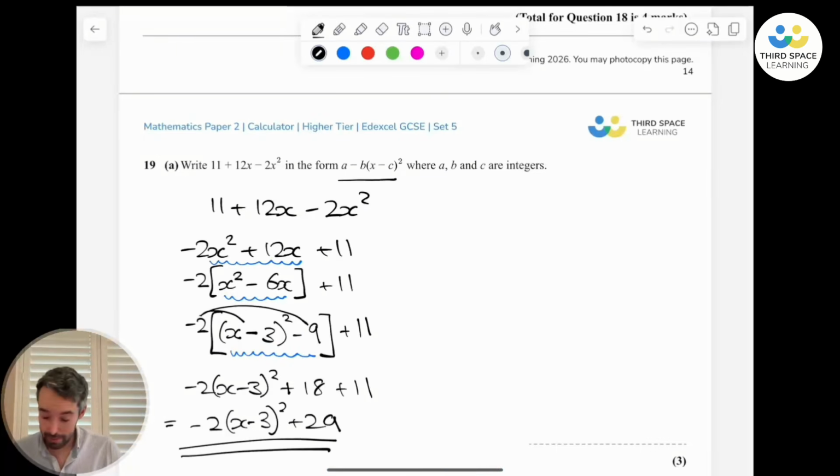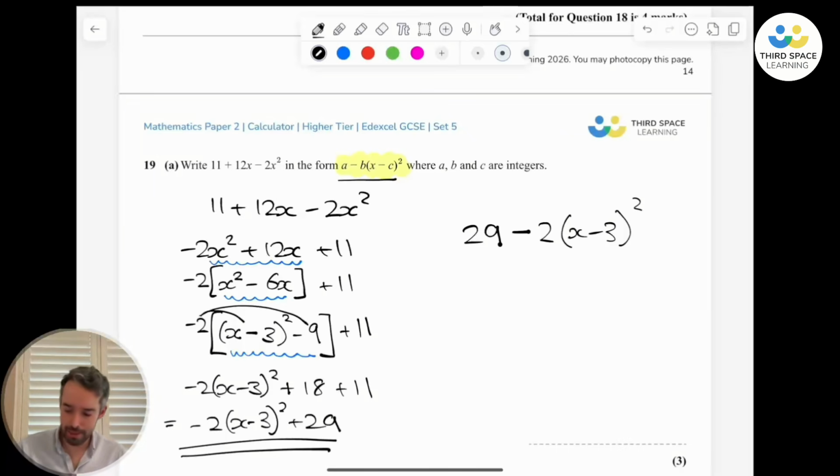And there it is. Now, that will get you full marks, but just so we can see where A, B and C come from, let's just rewrite this so that the A is at the front. So it's going to be 29, subtract 2 lots of x take away 3 squared. And there we go. Completely done. Just take your time with those questions, one thing at a time.